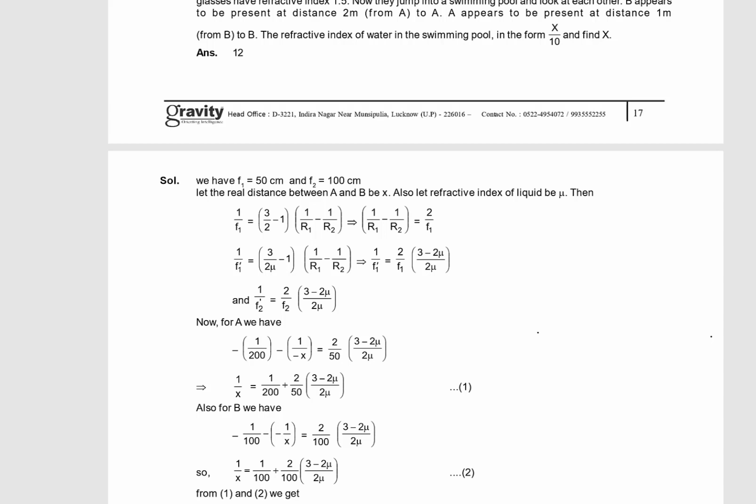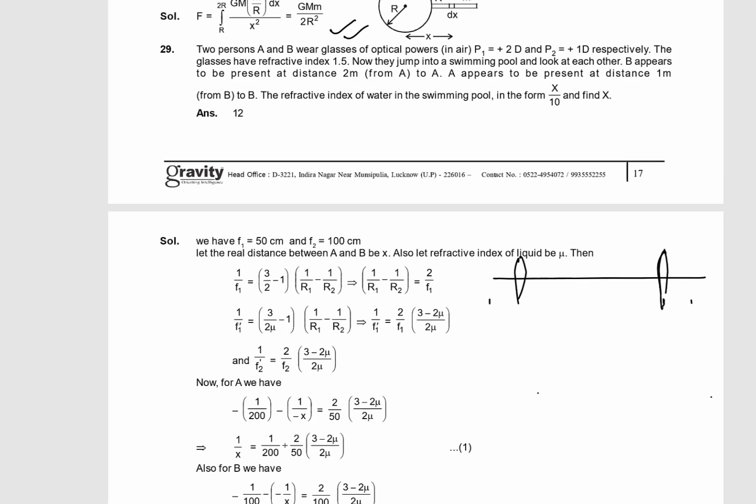The refractive index of water in that pool we have to find. It is something like this. Suppose A is here, A is wearing a lens, B is say here, B is also wearing one lens, right? We know that the lens is convex as power is given positive. Now suppose this distance is x.